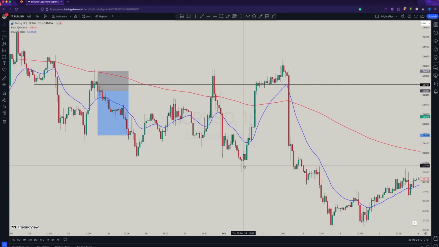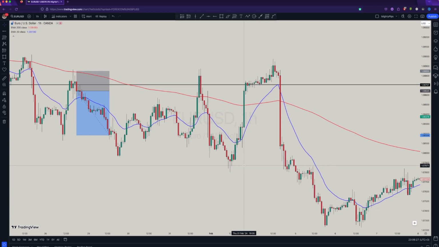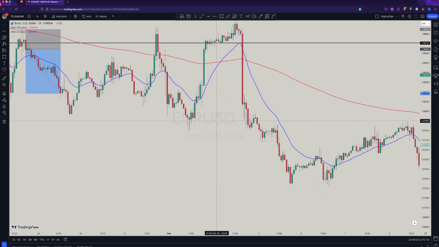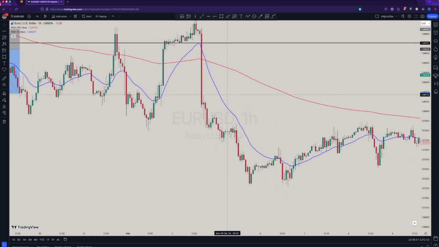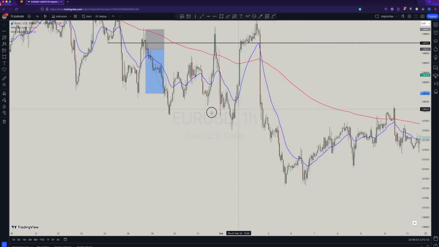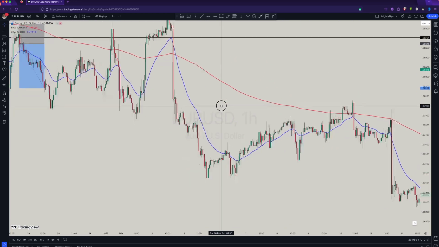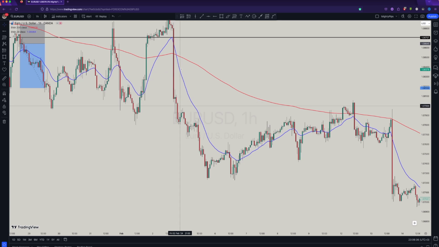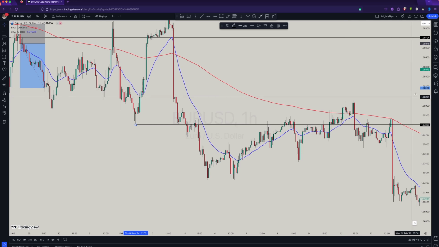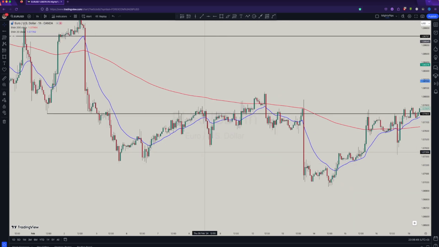Let's look for another example. Now here you can see that the price here is below the 20. It is also below the 200. Now what do you do? You wait for price to break this low because that's the most recent low. You wait for price to break this black line, which is the low.